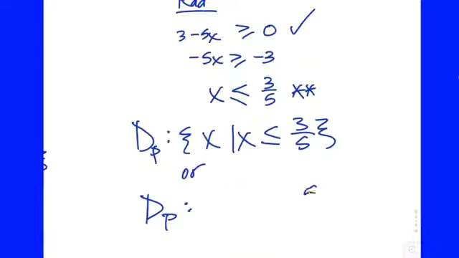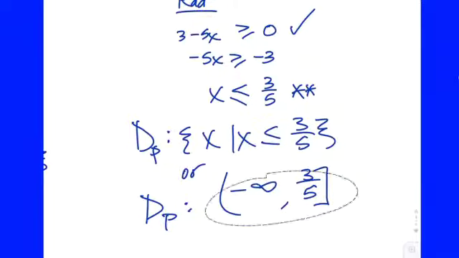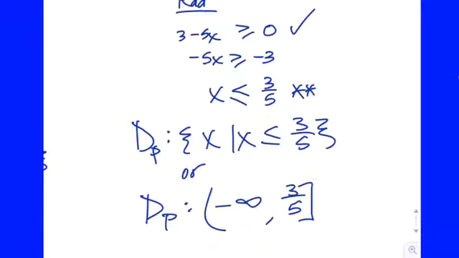So we have to have 3/5 as an upper bound and then negative infinity. And I wrote it kind of high, so here we go. All right, there we go. Now those say the same thing.